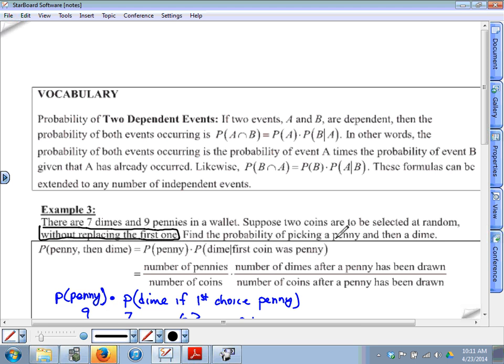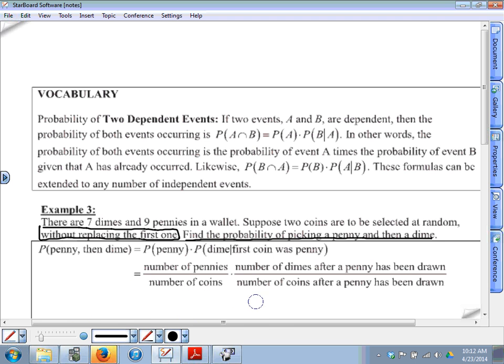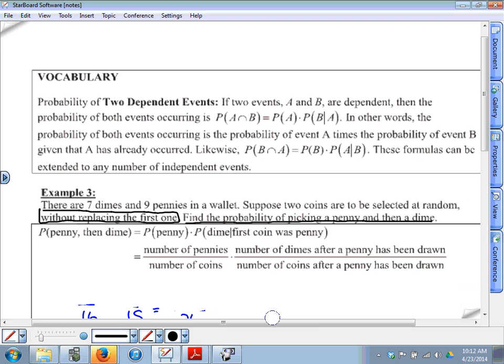The probability of picking a penny and then a dime. That's what I'm asking you to find. Find the probability of picking a penny and then you pick a dime. This is just like the ones we practiced with those tiles. Find the probability of a penny and then a dime. It's equal to the probability of a penny multiplied by the probability of choosing a dime.